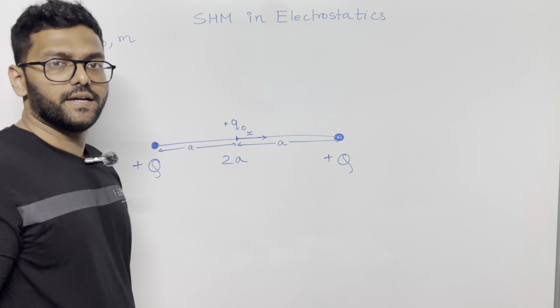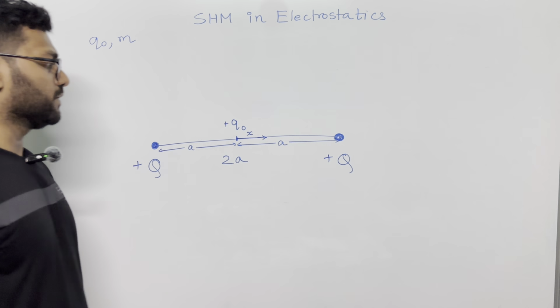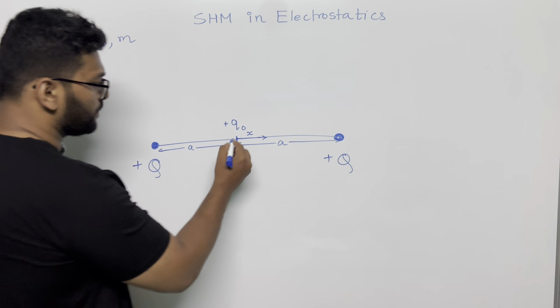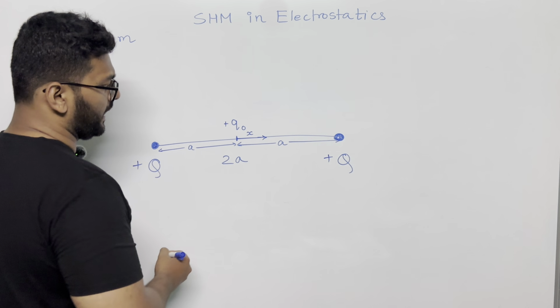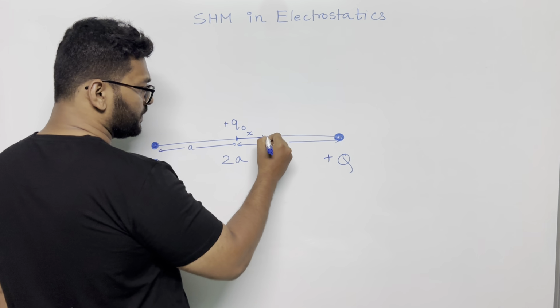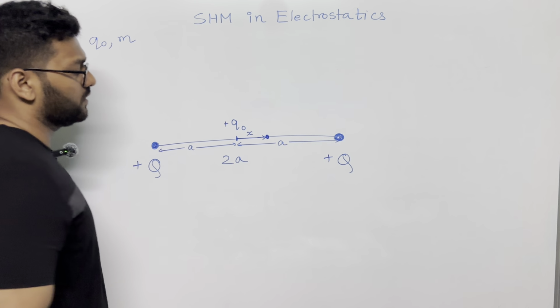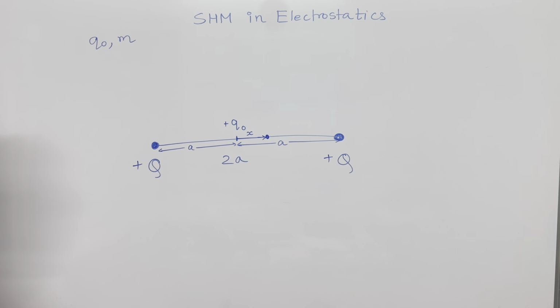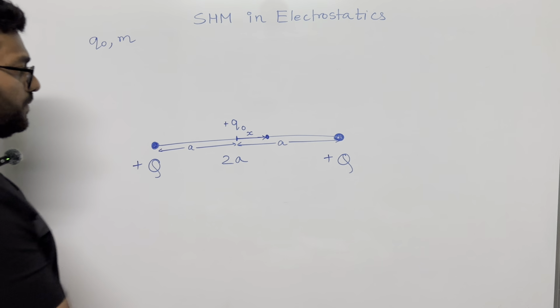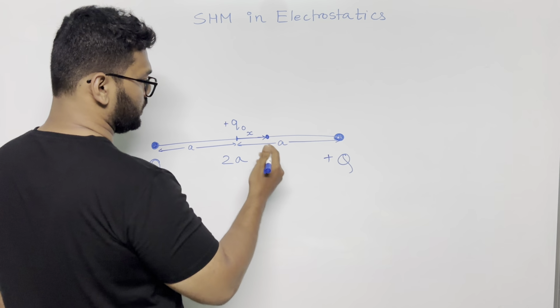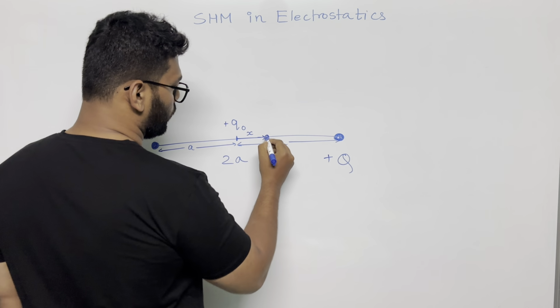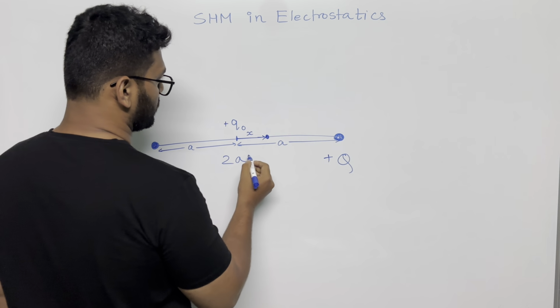If you find out omega, you can find out the frequency, no issues. Now if I displace this in this direction by x amount, then this particular particle will come over here, right? Now what are the forces acting on this? Because of the right charge over here, the force on this will be in this direction, okay?